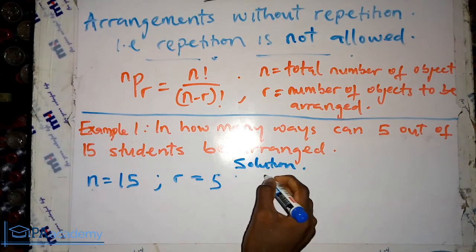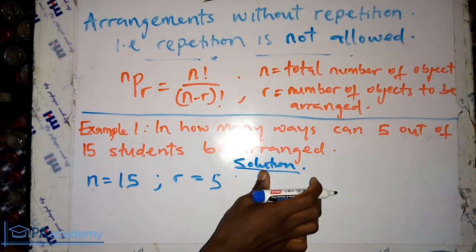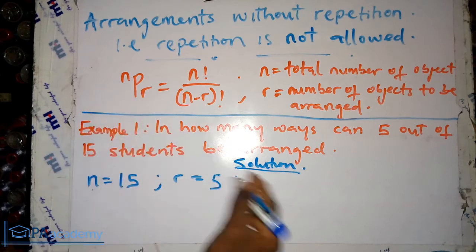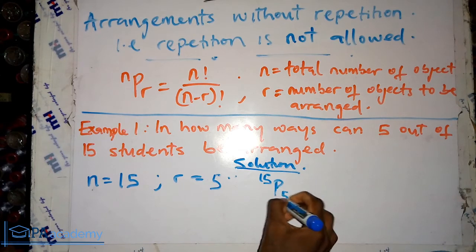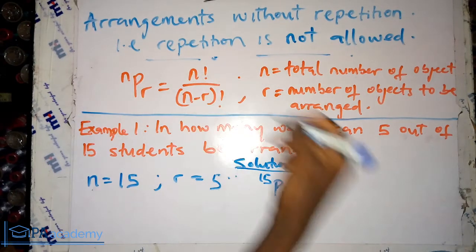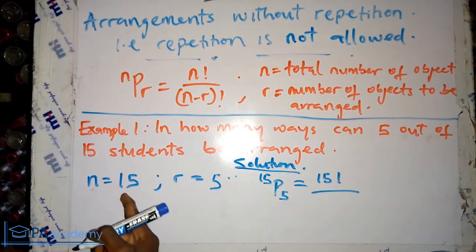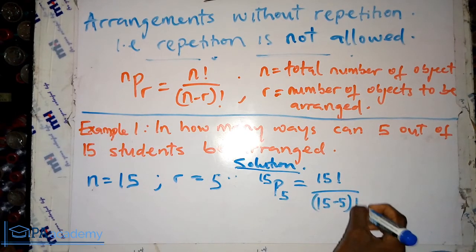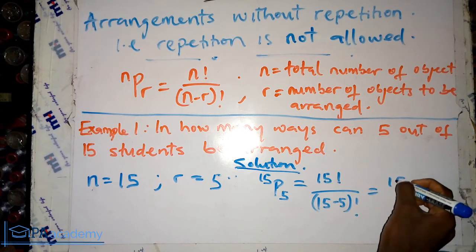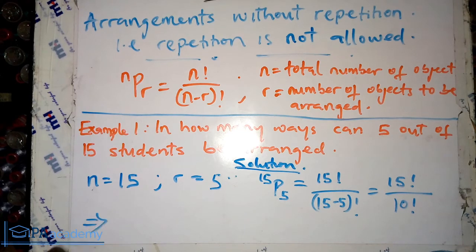So let's put it in the notation. nPr, our n is 15, so that will be 15 permutation 5. That will be n factorial, our n is 15, so 15 factorial over n minus r, that will be 15 minus 5 factorial. So that will give us 15 factorial over 15 minus 5, that's 10 factorial. So let's simplify this. Let's continue from this point.